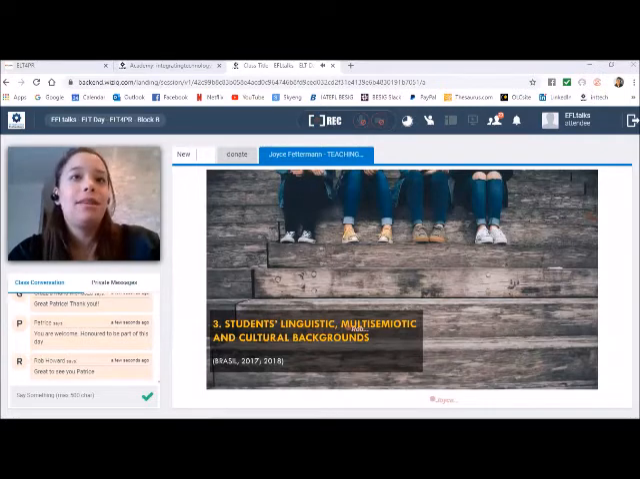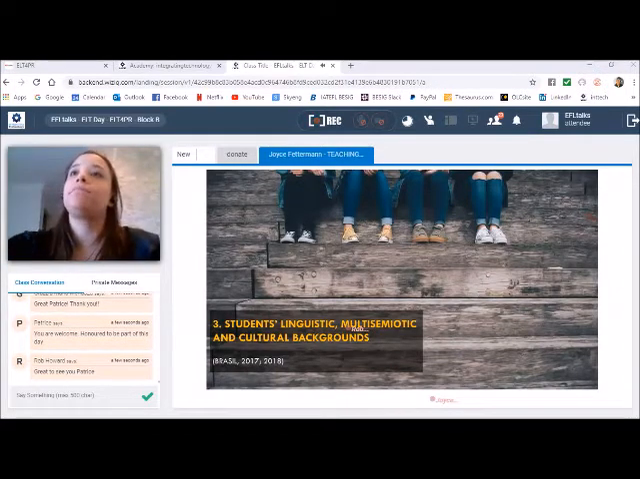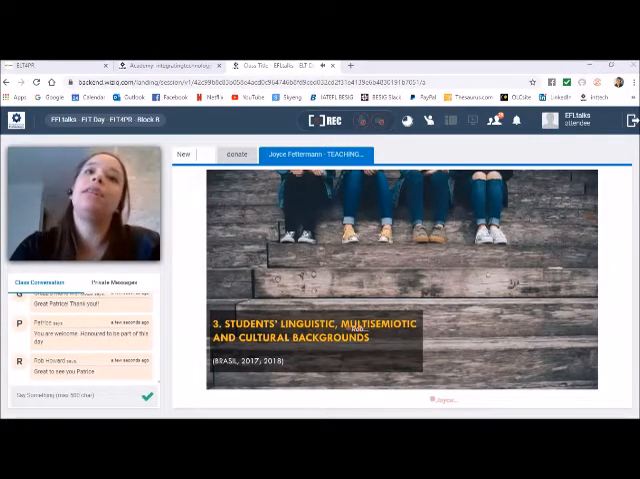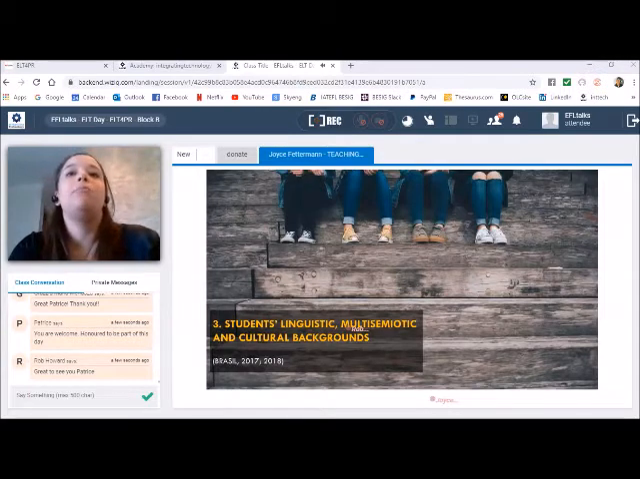A third point would be this. Consider students' linguistic, multisemiotic, and cultural backgrounds. We should consider what our students bring, what they like, how they are used to reading and writing nowadays, because they're almost all the time connected to the internet and to different pieces of information. So it's very important to consider also what they like, their backgrounds, considering linguistic, multisemiotic, and culture.